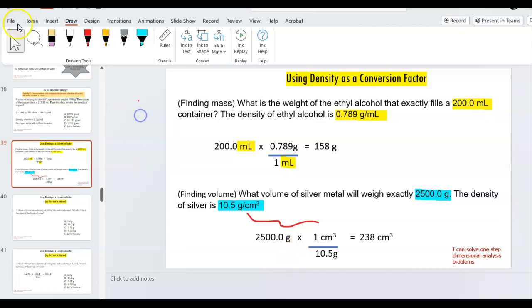The density is 10.5 grams per cubic centimeter. And so this time I need to flip it around because I need grams to cancel. So I'm going to put that 10.5 grams on the bottom per every 1 cubic centimeter. Again, they're not writing the 1, multiply, divide, and get your answer.